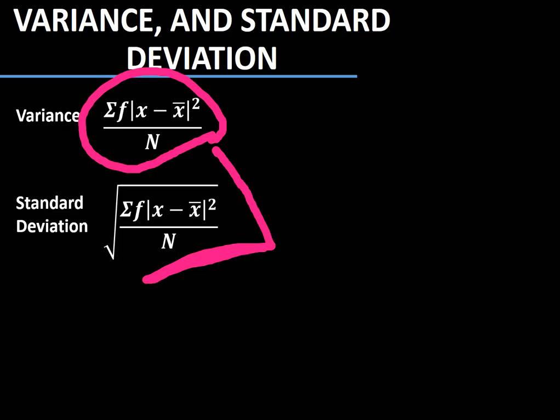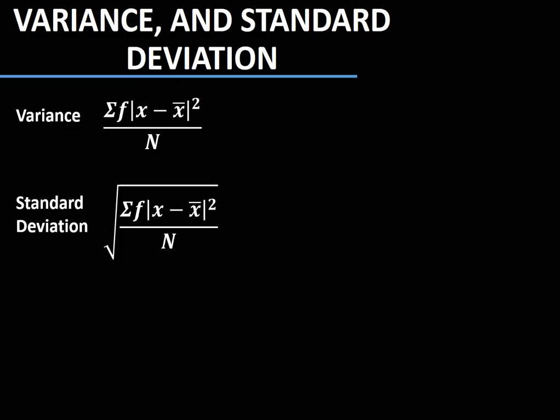So for instance, let's say my variance is 16. Once I have my variance, then my standard deviation is just going to be 4. That's the square root of the variance. That's what it's all about.